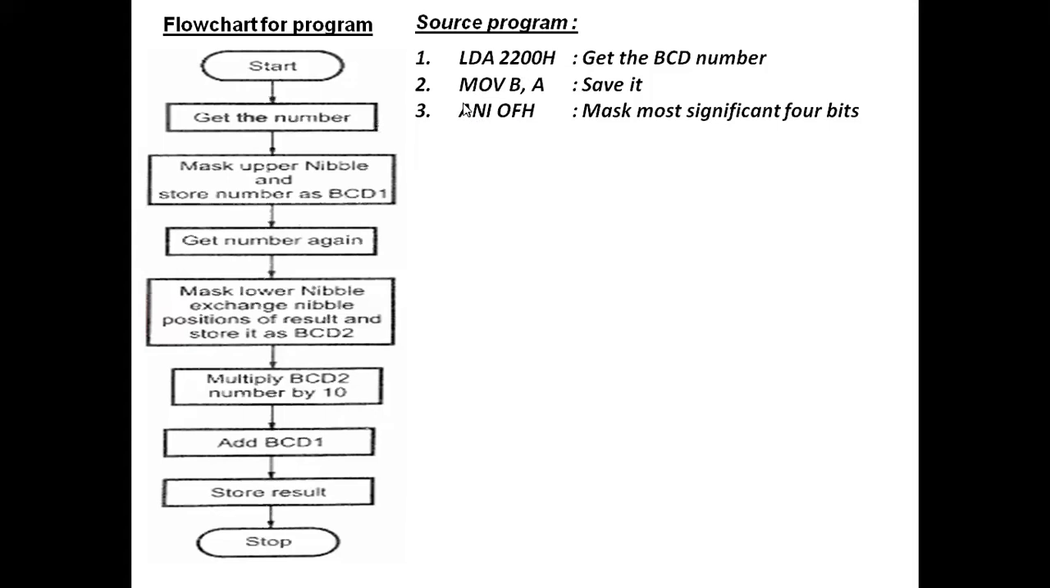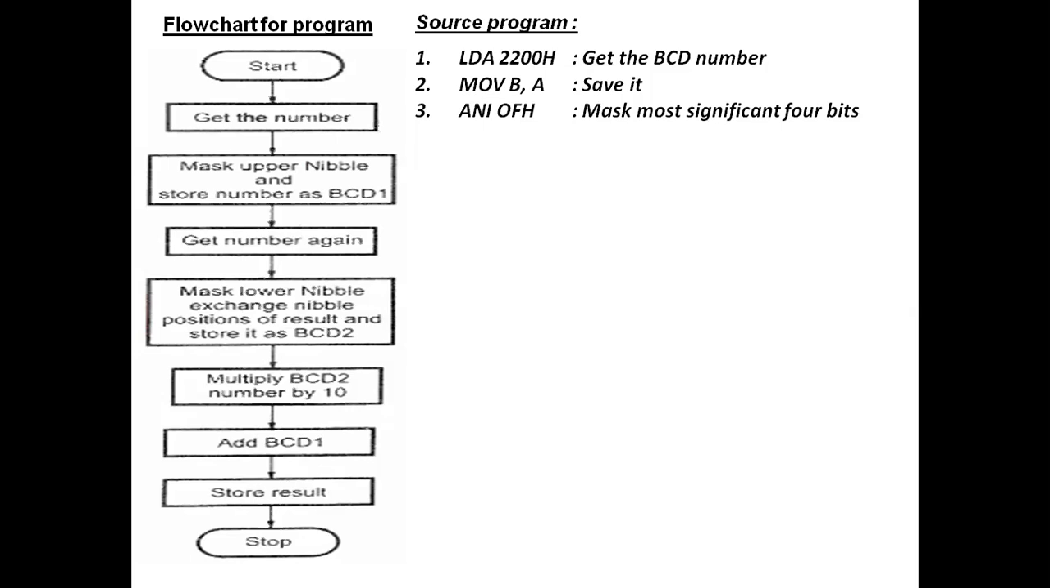Whatever BCD value is present in the accumulator, we will do an AND operation with 0F. 0F stands for 0000 and 1111. Why are we doing the ANI operation? Because we want to mask the upper nibble. Masking means you have to convert it into 0.